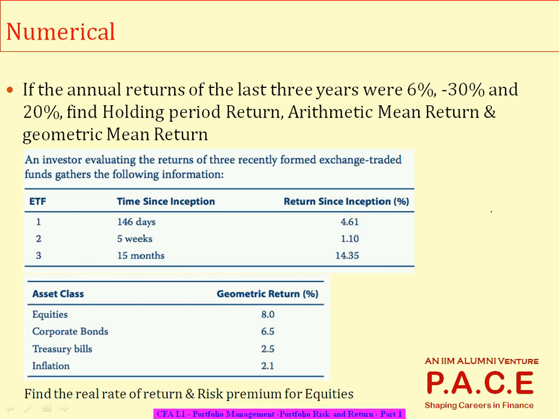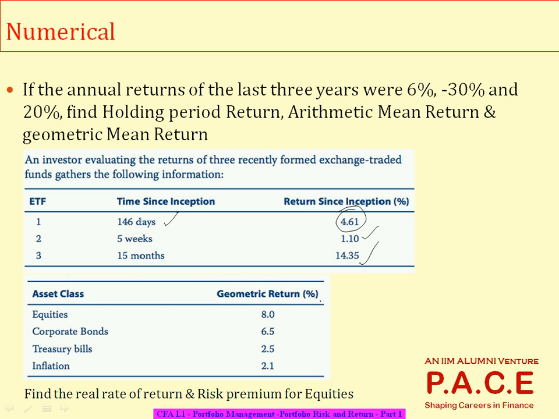An investor is evaluating the returns of 3 recently formed exchange traded funds. Fund 1, 146 days old, has given a return of 4.61%. Fund 2, which is 5 weeks old, has given a return of 1.1%. And fund 3, which is 15 months old, has given a return of 14.35%.